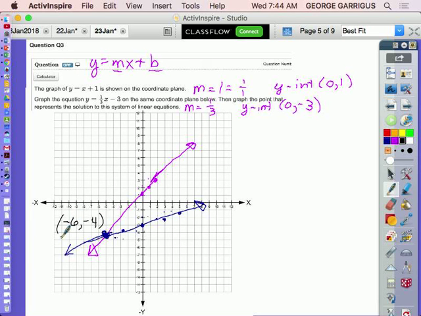They didn't ask you to identify the intersecting location, just to graph the two lines. If you wanted to check that answer, you could plug in the x coordinate and the y coordinate into each equation and see if you graphed it correctly.